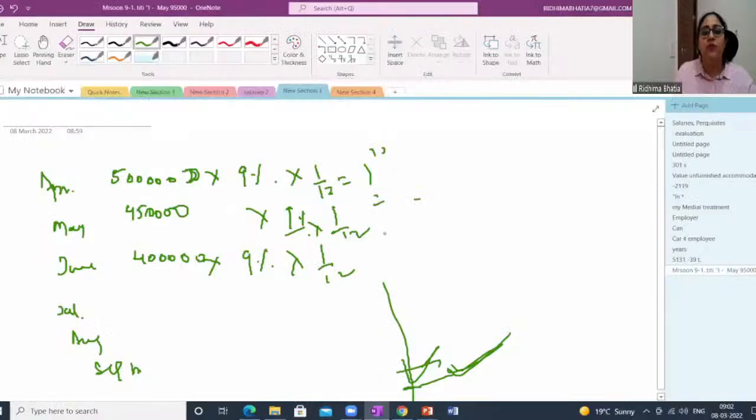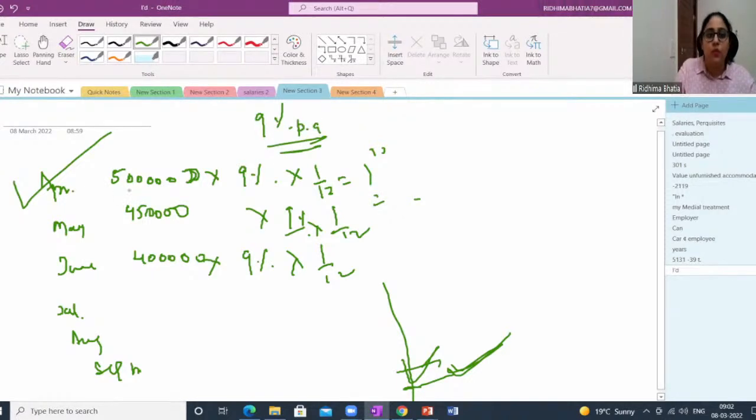We are asking, ma'am, why 1 by 12? If I have to calculate the interest for the month of April, 9% is the per annum rate of SBI. Then how much is the interest for the month of April? How do you calculate 1 month ka interest? Outstanding into interest rate. This interest rate is for per annum. Divide by the month. So 1 month ka nikalna hai, 1 by 12.